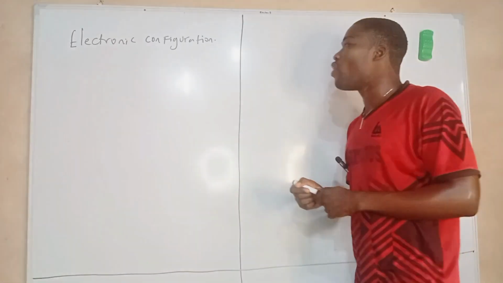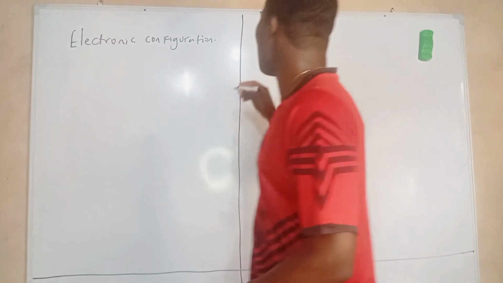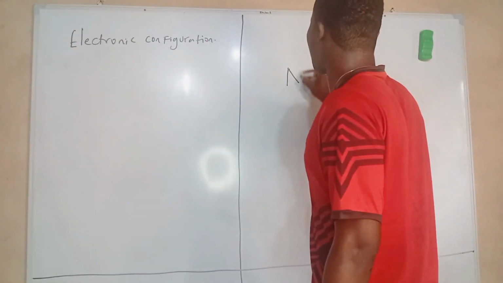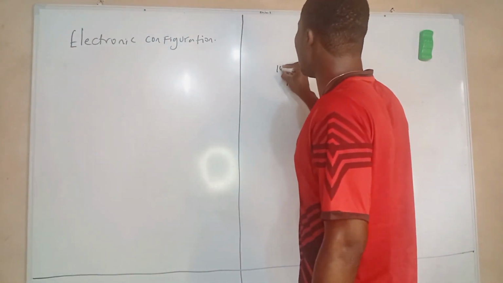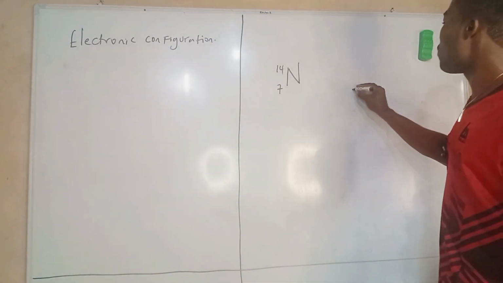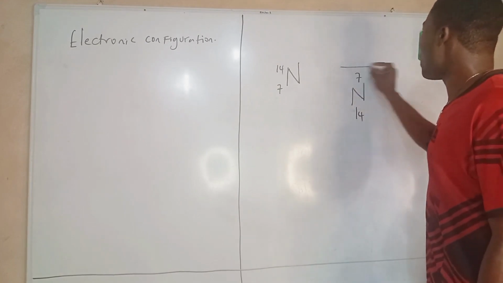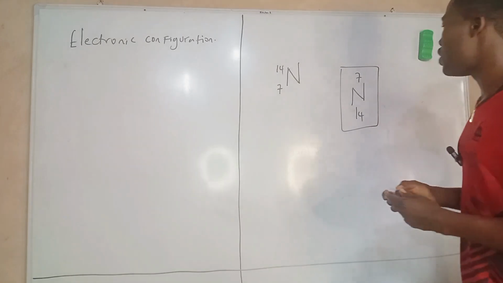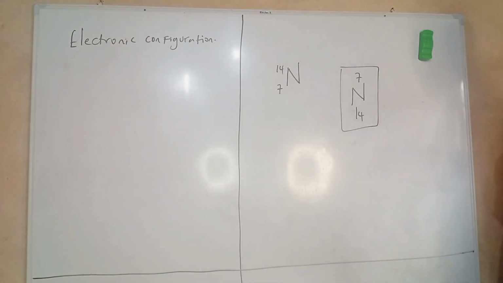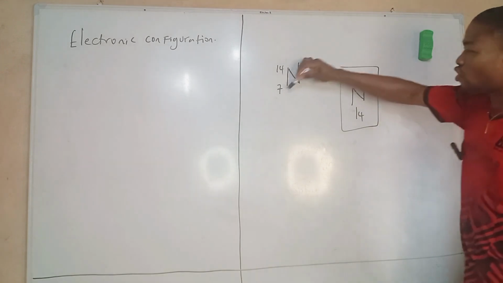Quickly, I'll show you how it works. Let's say for nitrogen, 14(7). We can also write it in modern notation, normally written as 7N14. This is how we see it in modern notation. How does it work? It shows that the atomic number is 7.